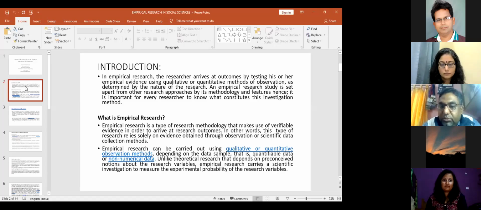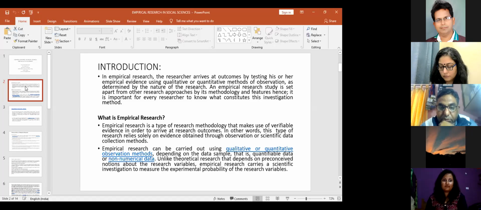Now, what is empirical research? Empirical research is a type of research methodology that makes use of verifiable evidence in order to arrive at research outcomes. In other words, this type of research relies solely on evidence obtained through observation or scientific data collection. And this can be carried out using, as I have already said, qualitative or quantitative observation methods, depending on the data sample, that is, quantifiable data or non-numerical data.